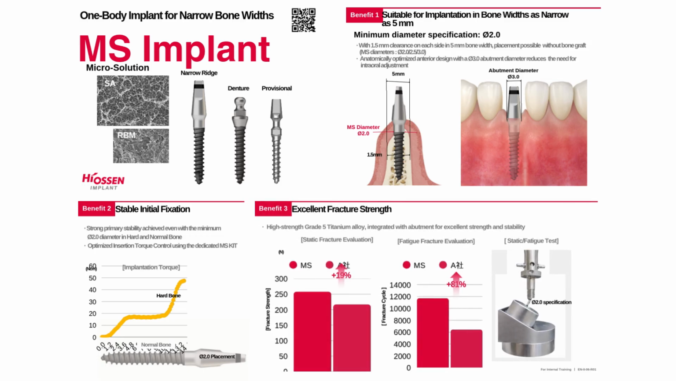The third benefit is that, despite its small size, it can be used safely due to its excellent fracture strength. It is manufactured as a one-piece structure with the abutment and is made from high-strength grade 5 titanium, providing outstanding durability and strength. As shown in the image on the right, fracture testing was conducted on the 2.0 mm specification. In static fracture testing, it demonstrated higher strength than competing products. In fatigue fracture testing, it demonstrated over 80% higher fracture resistance compared to competitors.